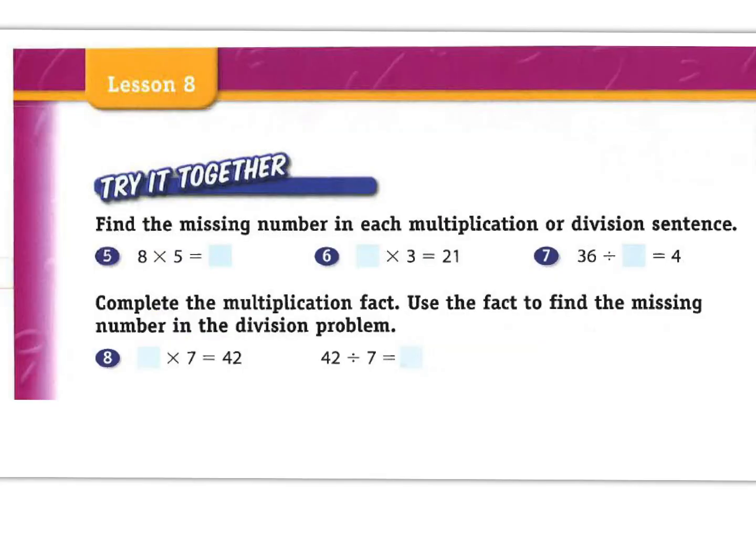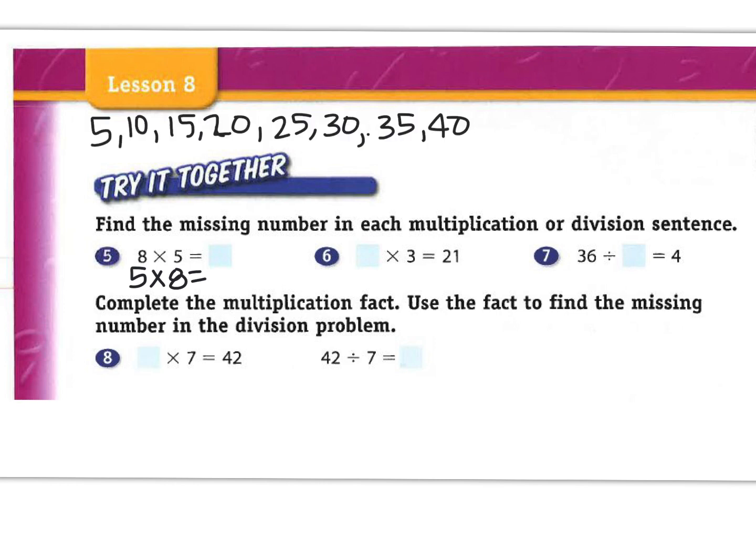Here it says, try it together. Find the missing number in each multiplication or division sentence. So we can think about these different ways. So 8 times 5. It's easiest to count by 5, so we'll skip count by 5 because we know 8 times 5 is the same as 5 times 8. And so we can use that to find it. So here we have 5, 10, 15, 20, 25, 30, 35, 40, 8 times 1, 2, 3, 4, 5, 6, 7, 8. So 5 times 8 is 40, or 8 times 5 is 40.